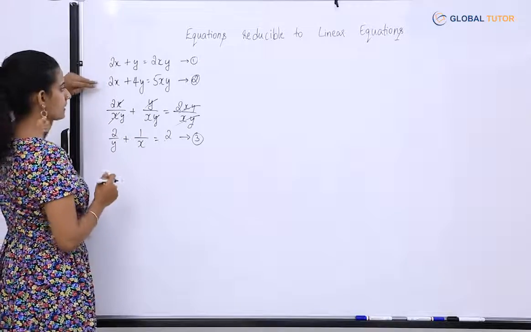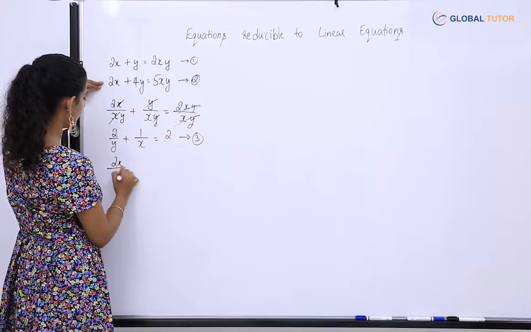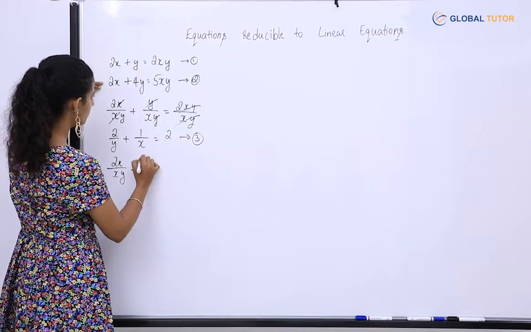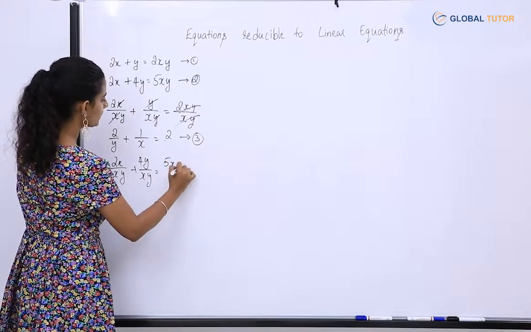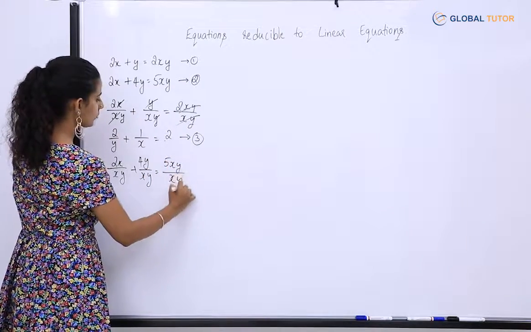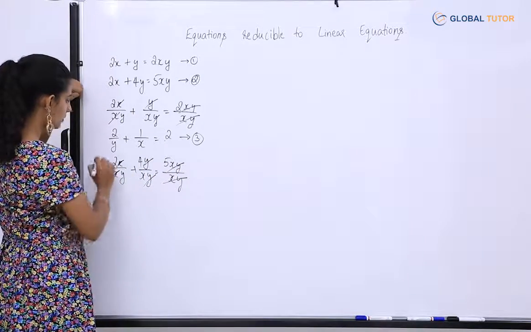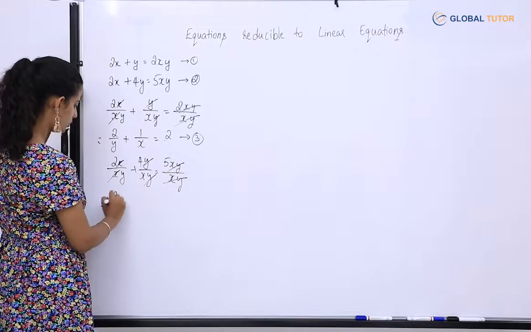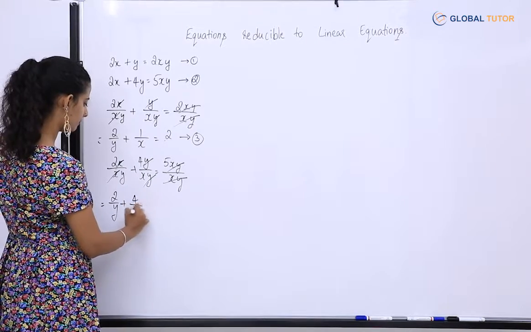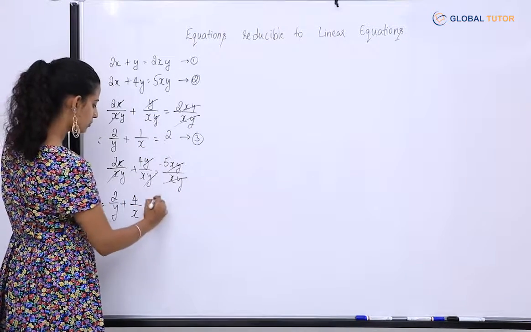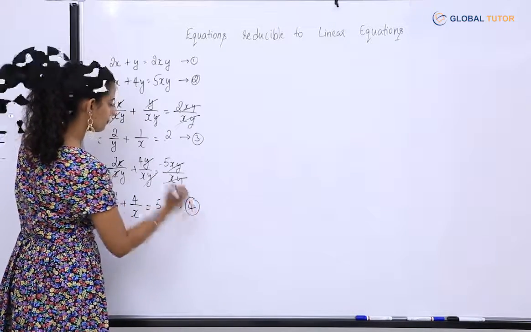Let us do the same with the second equation. So it is 2x divided by xy plus 4y divided by xy is equal to 5xy divided by xy. xy goes, y goes, x goes. So we are left with 2 by y plus 4 by x is equal to 5. Let's call this equation 4.